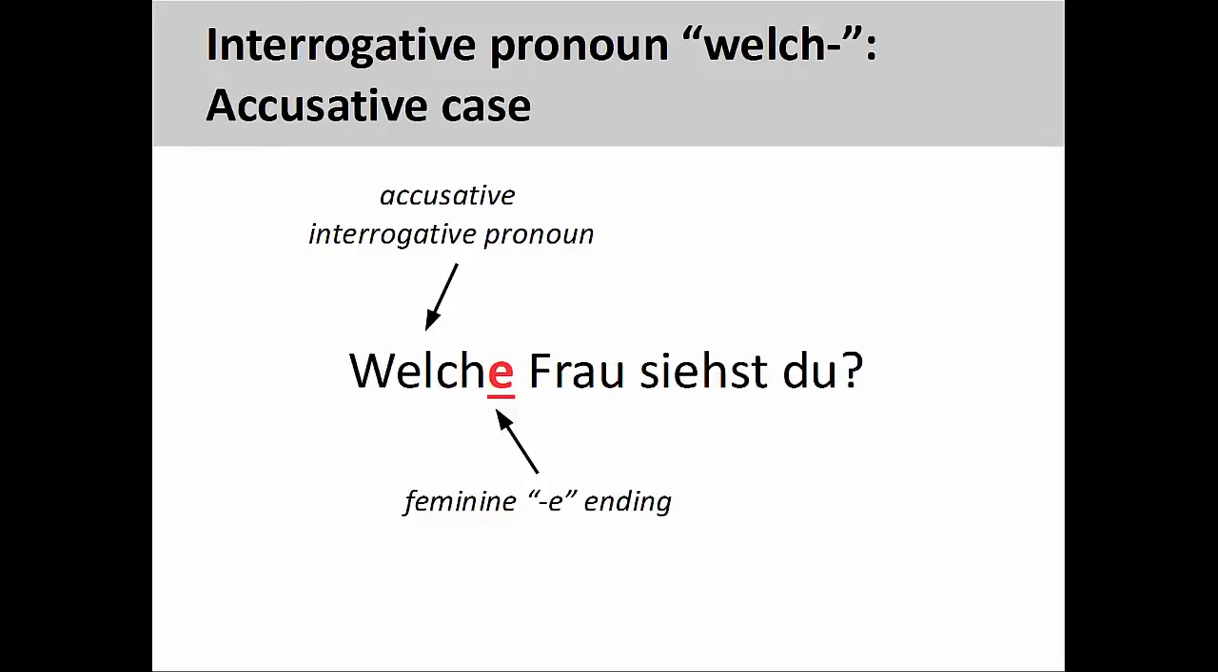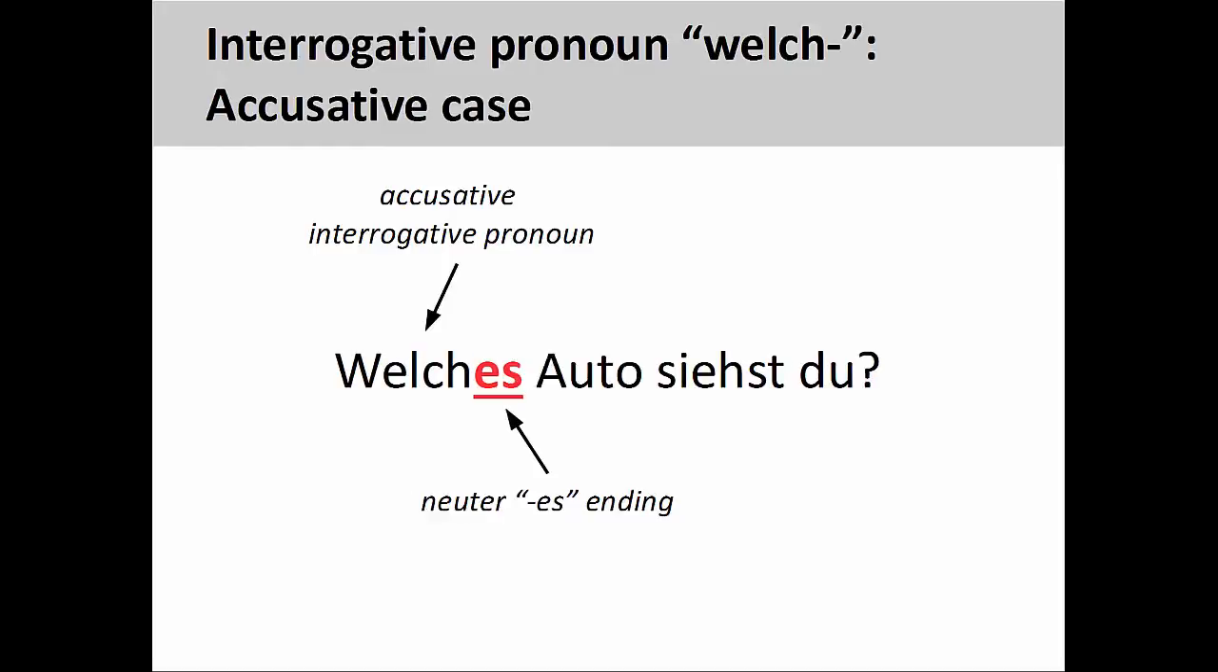The feminine e ending here could be either nominative or accusative, but the presence of du, a nominative personal pronoun, suggests that welche Frau functions as the direct object of the verb and is therefore in the accusative case. And, like the prior slide, although the neuter es ending could be either nominative or accusative, the presence of du also shows that welches Auto must be in the accusative case.